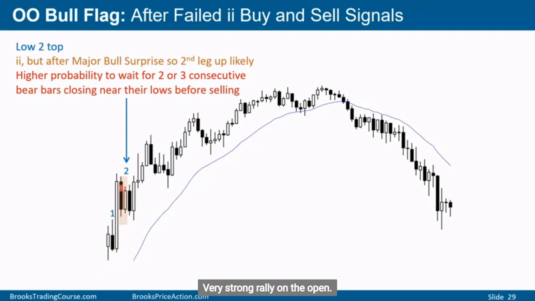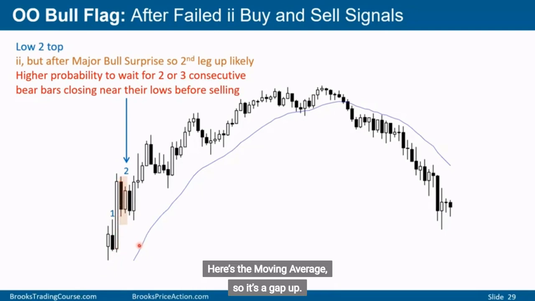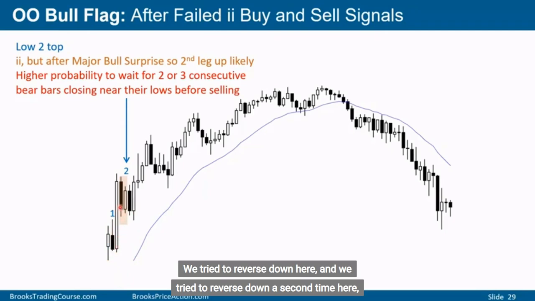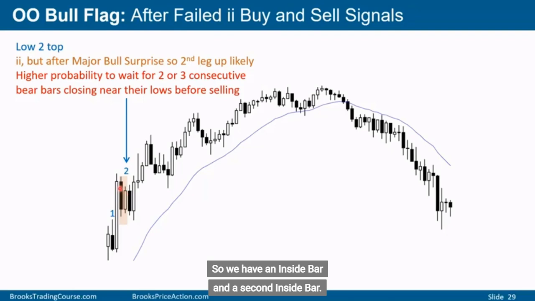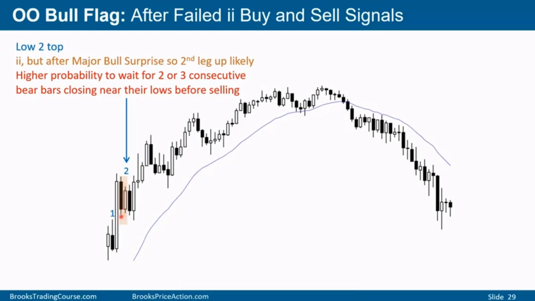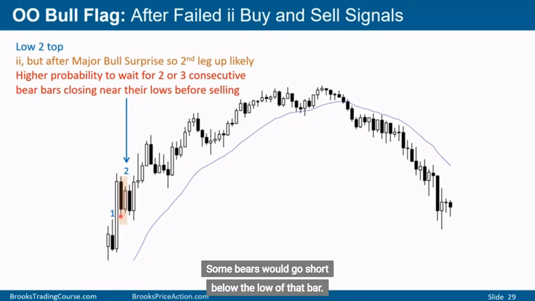Very strong rally on the open. Here's the moving average, so it's a gap up. We tried to reverse down here, and we tried to reverse down a second time here, but did not go below the low of that bar. Instead, we got a bull bar, a second inside bar. So we have an inside bar and a second inside bar. Theoretically, it's a buy above the high of that bar with a stop below the low of that bar. Some bears would go short below the low of that bar.